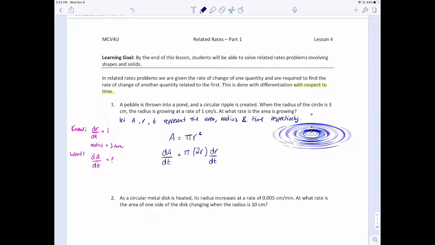Yes, Lila? Why is it not dr/dt? Because in the question, and this is where we have to be careful, it wants to know at what rate is the area growing, and because they gave us the rate of change for the radius in centimeters per second, we're going to be consistent with that, and it's going to be how fast is the area growing in terms of centimeters per second as well. But it cancels to 1.